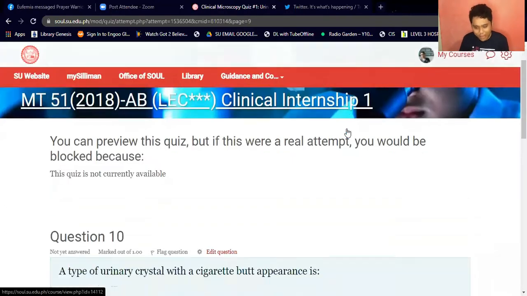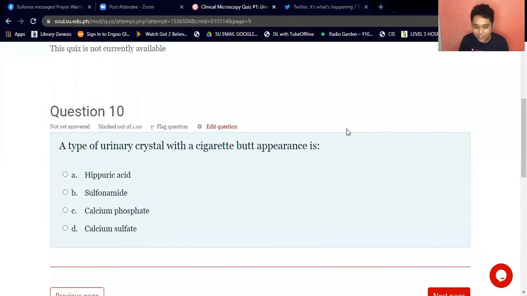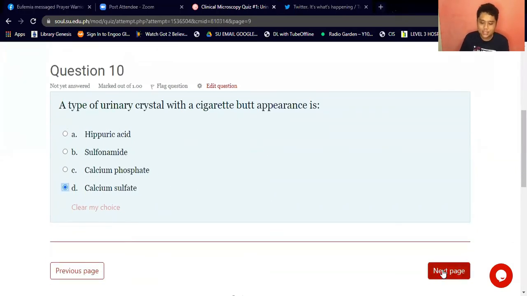Okay. Next, the type of urinary crystal with a cigarette butt appearance. You have calcium sulfate. Take note, dears, about hippuric acid: it can also be seen if you eat a lot of food with benzoic acid. Take note, benzoic acid can lead to hippuric acid crystals. Alright. Correct, calcium sulfate.